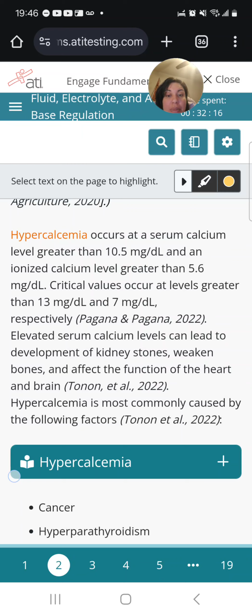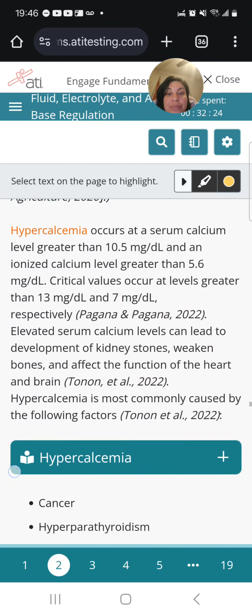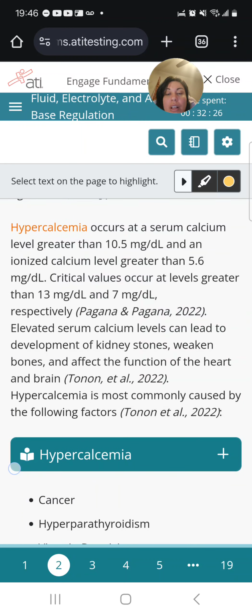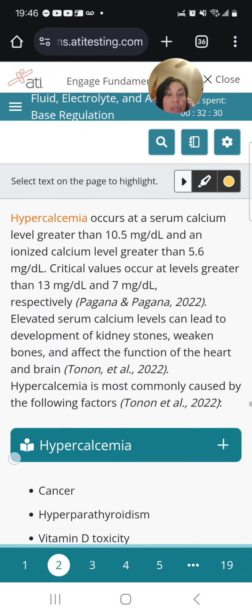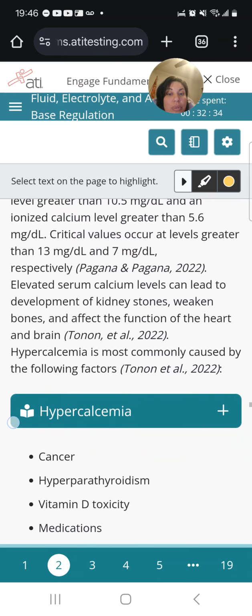Okay, hypercalcemia, higher than 10.5. Critical value is over 13. Elevated serum calcium levels can lead to the development of kidney stones, weaken bones, and affect the function of the heart and brain.